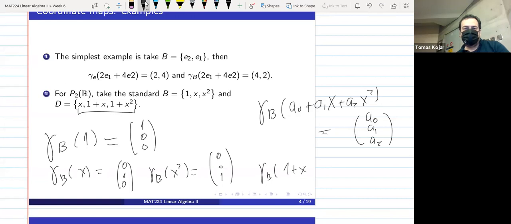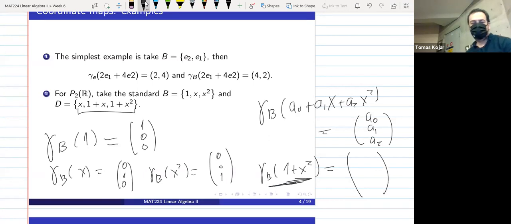Okay, people in the chat, can you tell me what is gamma b of 1 plus x squared? Because you're very quiet, it's scary. Can you tell me what gamma b of 1 plus x squared maps to? One zero one. Right, perfect. Thank you.